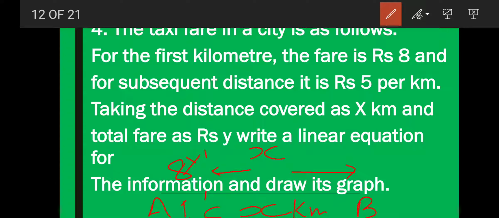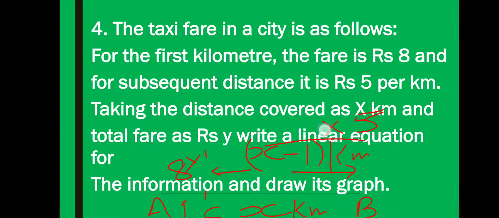and 1 kilometer you have traveled, so you have left x minus 1 kilometer, for which you have to give fare according to 5 rupees per kilometer. Okay, that means 5 multiply x minus 1. Okay, let us start the solution. Firstly, you have given that let the total distance covered is equal to x.